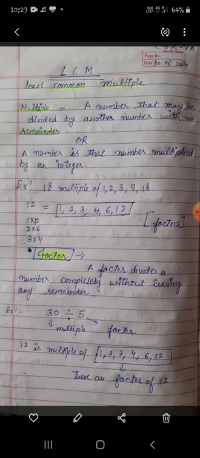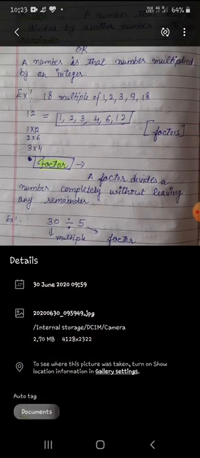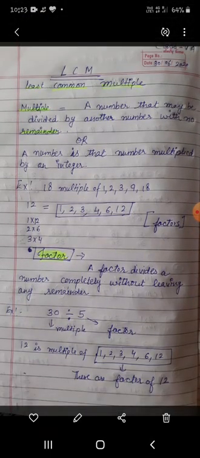Let us consider an example. Suppose 18 is given. Now you can see 18 is a multiple of 1, 2, 3, 9 and 18, because 18 is completely divisible by 1, also by 2, also by 3 and 9, similarly by 18. Now we can say that 18 is a multiple of 1, 2, 3, 9 and 18, and 1, 2, 3, 9, 18 are factors of 18. It means multiples and factors are related inversely to each other.